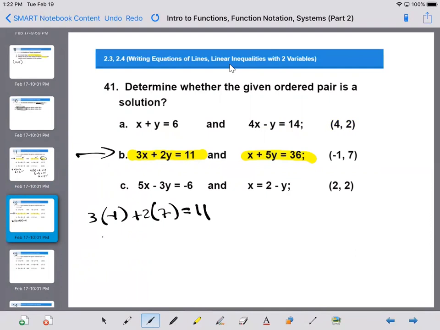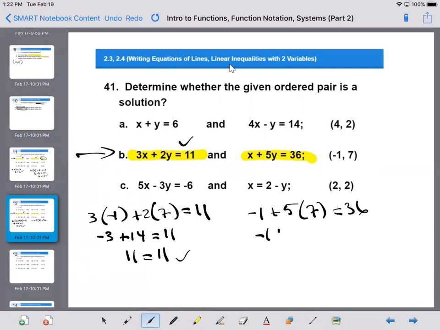So this will be -3 plus 14 equals 11. -3 plus 14 does equal 11. Check. It works for that equation. I need to check the other one. -1 plus 5 times 7 equals 36. -1 plus 35 equals 36. -1 plus 35 is 34. So it doesn't equal 36.